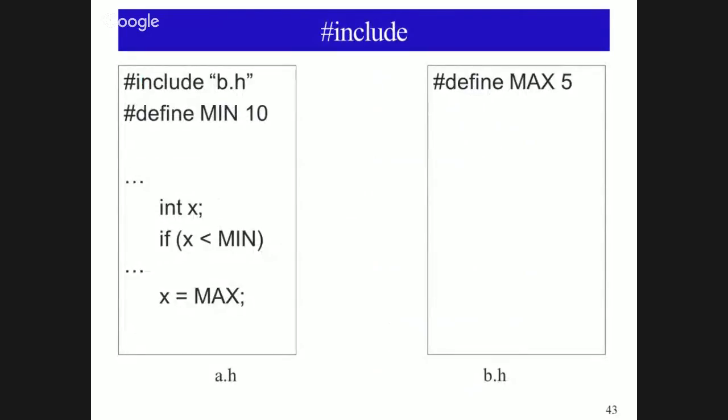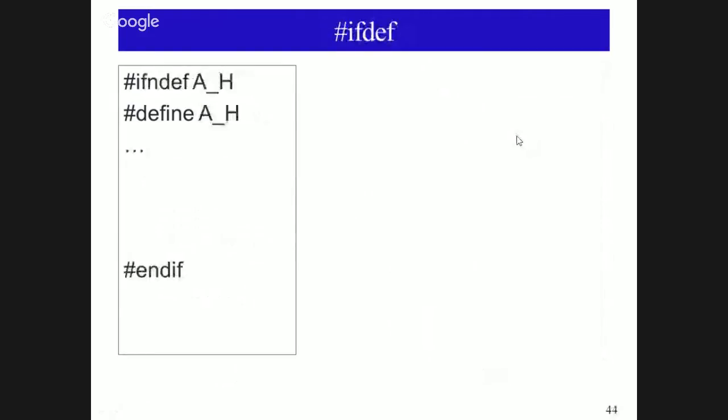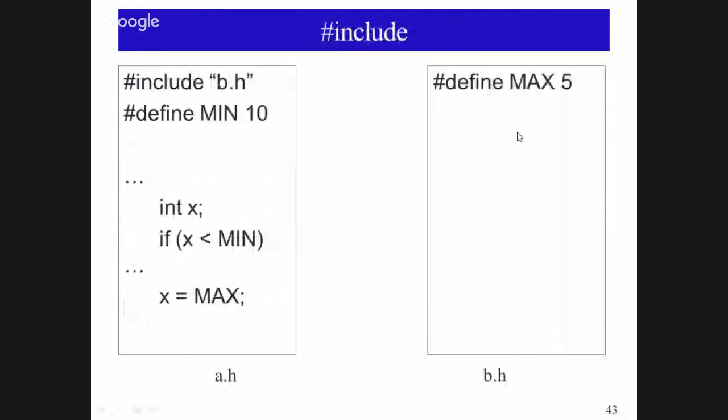What do you do with #include? How should #include be handled? Say I want to #include b.h, which is my file. In b.h there could be something else, another pound directive, right? Like another #include.